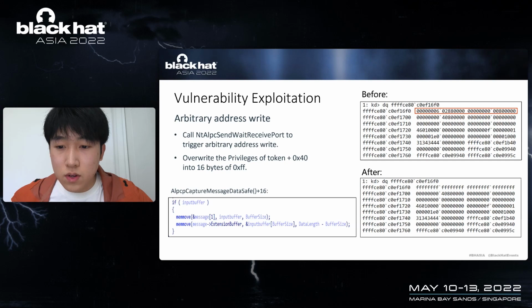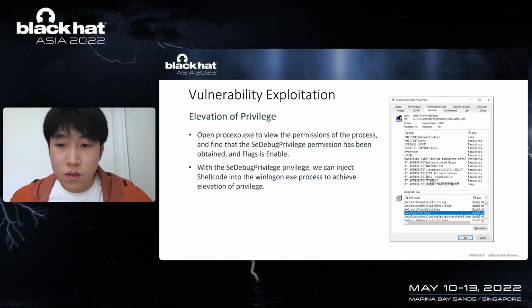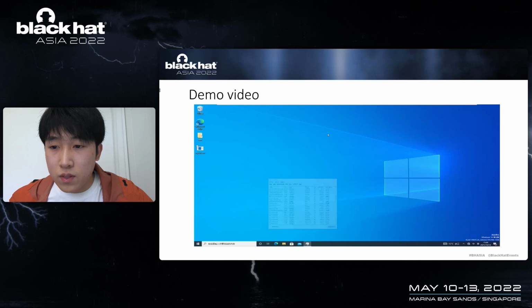As you can see in the red picture, the privileges of the token has been overwritten to 0xff. Finally, we achieved elevation of privilege using proc exp to view the permissions of the exp process. We have obtained the debug privilege permissions, and then we inject shellcode into the vulnerable process, and finally open a CMD process with system permissions. Here is the demo video we recorded.